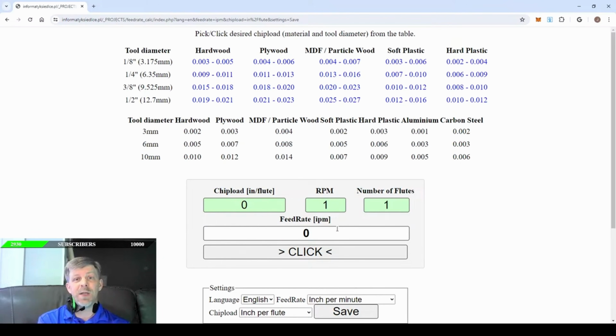So to understand chip load, we have to understand that all wood or all pieces of material have a different density. Density is how thick or how hard that wood is. Now, on one end of the spectrum, we have particle wood, MDF, pine.